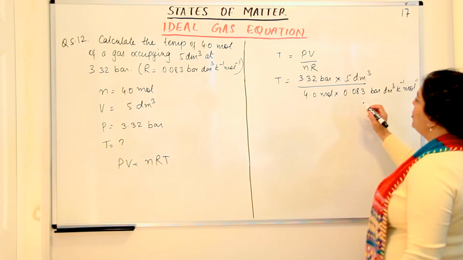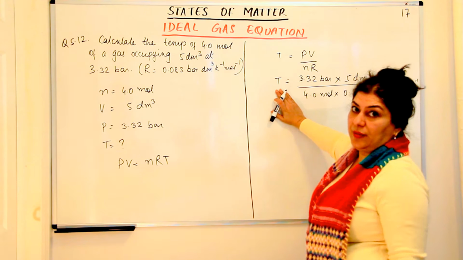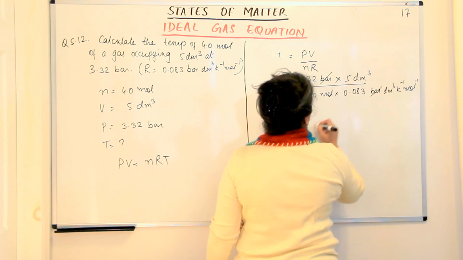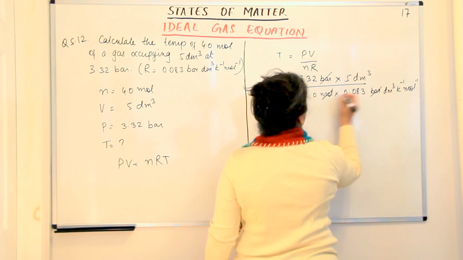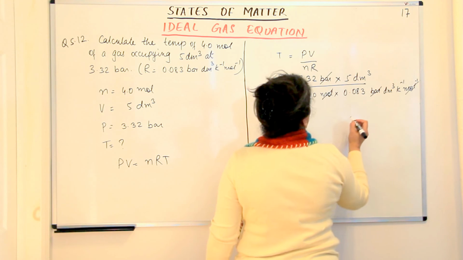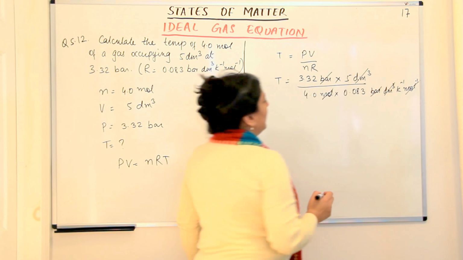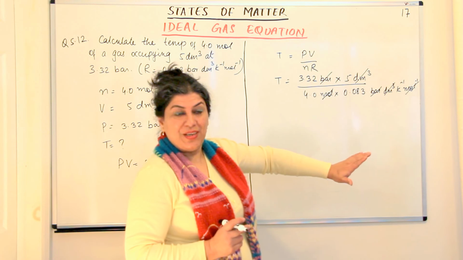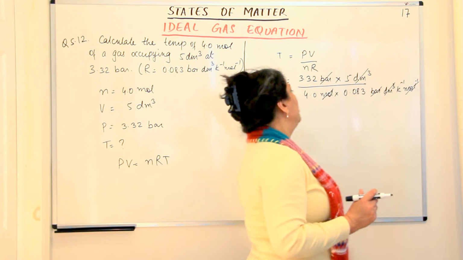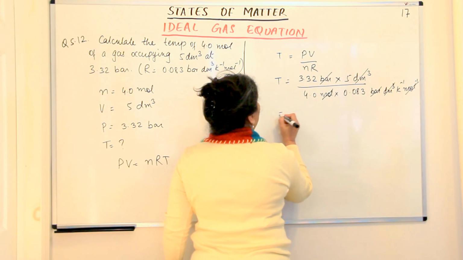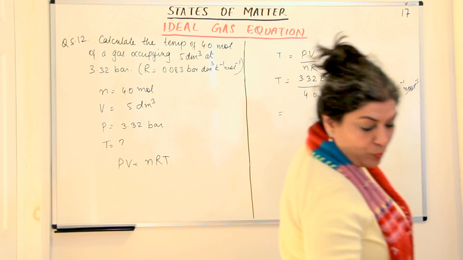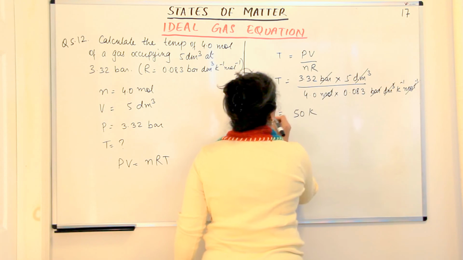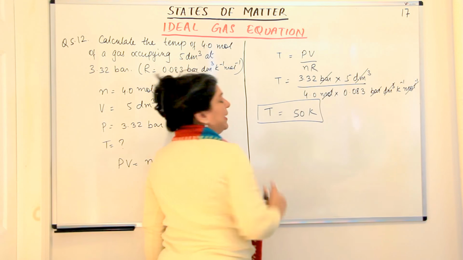Now let us cancel out the units. Since we are looking for temperature, the answer we get should be in Kelvin. Bar and bar are cancelled, okay? Mole and mole inverse are cancelled. Then decimeter cube and decimeter cube are cancelled. So you get Kelvin inverse in the denominator, which means it is Kelvin in the numerator. And that's what we want. When you solve this, what is the answer you will arrive at? The answer would be 50 K. So temperature is equal to 50 K.